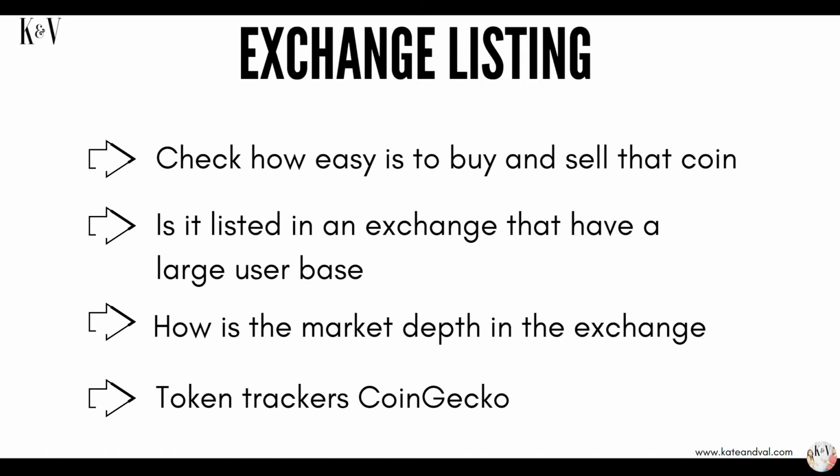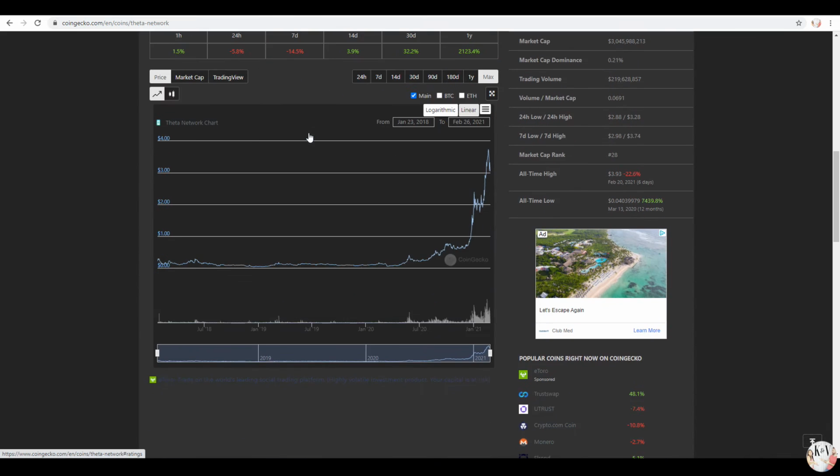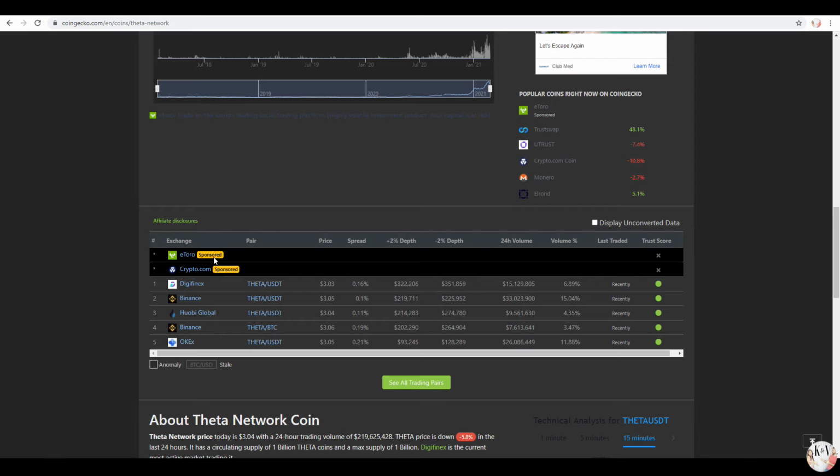If these exchanges are well known, if they have a large user base, if they have a market depth that is enough for high quantities of transactions. And we check all of this in CoinGecko. So let's go to coingecko.com to check this information.